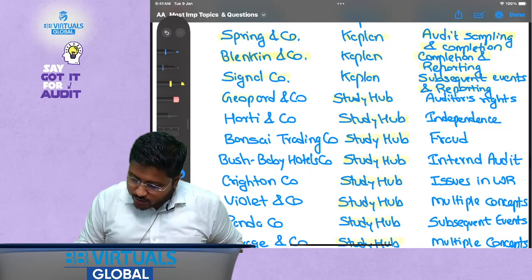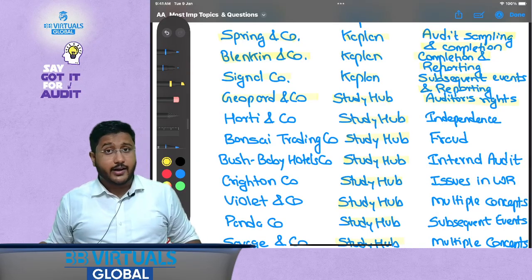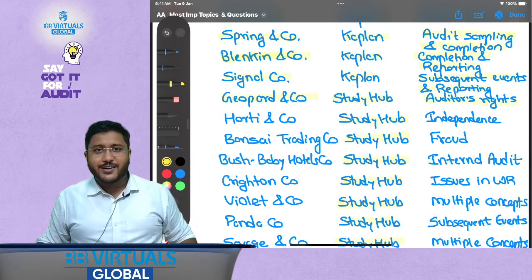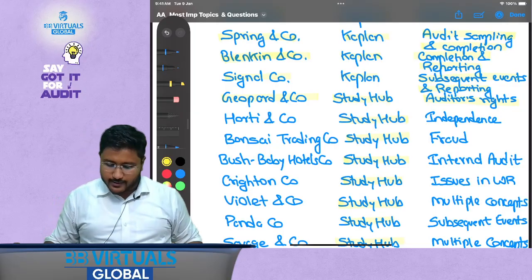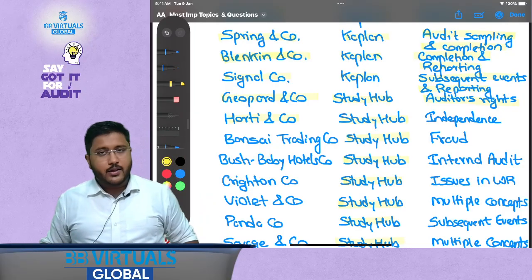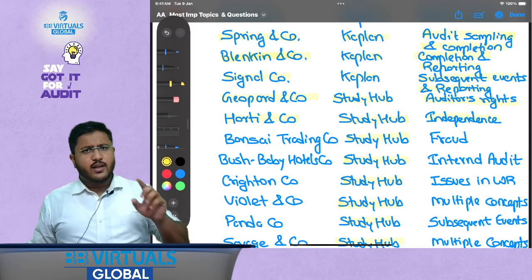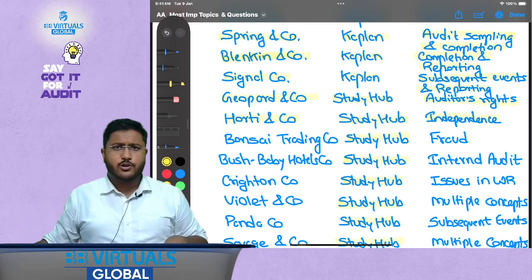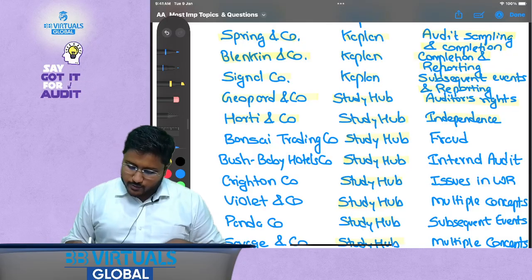So the first question is Jeopard and Company. This talks about auditors' rights. See, we have already discussed auditors' responsibilities and auditors' responses, but it's time we discuss auditors' rights as well. Then Haughty and Company talks about the independence procedures, majorly having its roots in ethics and threats, but this majorly talks about independence and different types of threats.